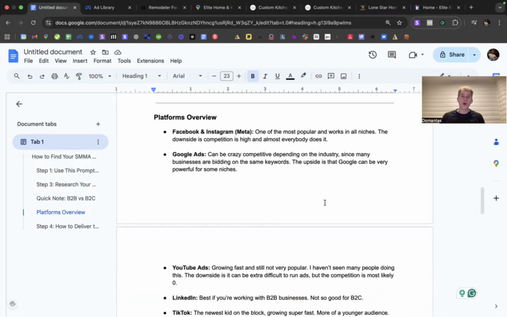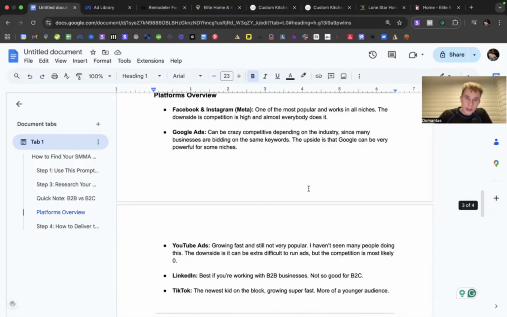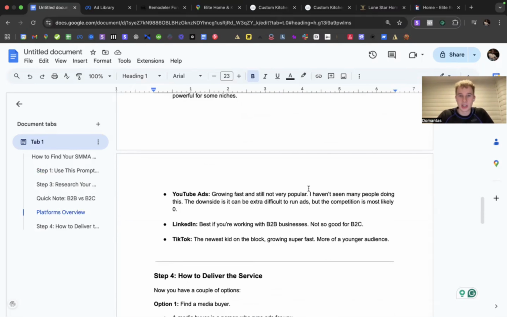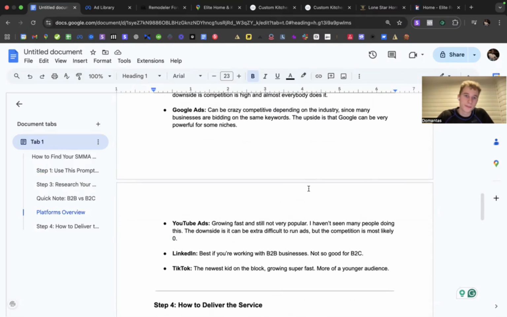Now, platforms overview. We have a couple of platforms, and as I said, the most popular are Facebook, Google, and YouTube. And then Facebook and Instagram, which is Meta, is one of the most popular and works in all niches. The downside is competition is high and almost everybody does it, right? Now, Google Ads can be crazy competitive depending on the industry, since many businesses are bidding on the same keywords, right? The upside is that Google can be very powerful for some niches, like, for example, kitchen remodelers.